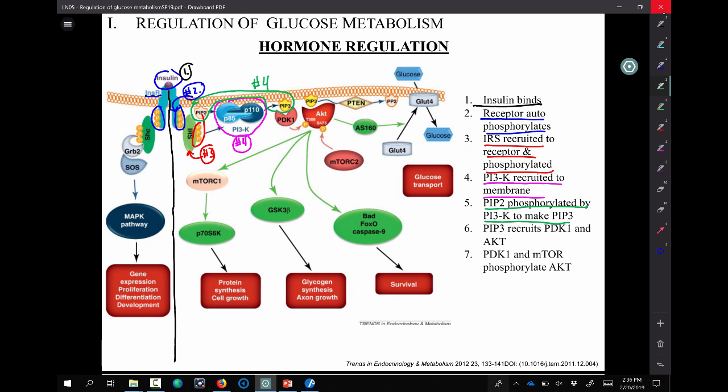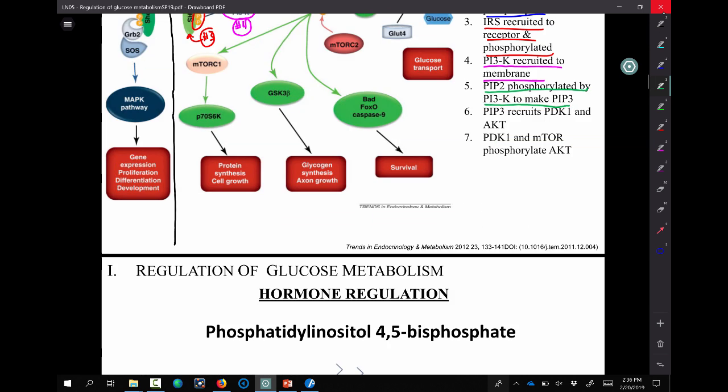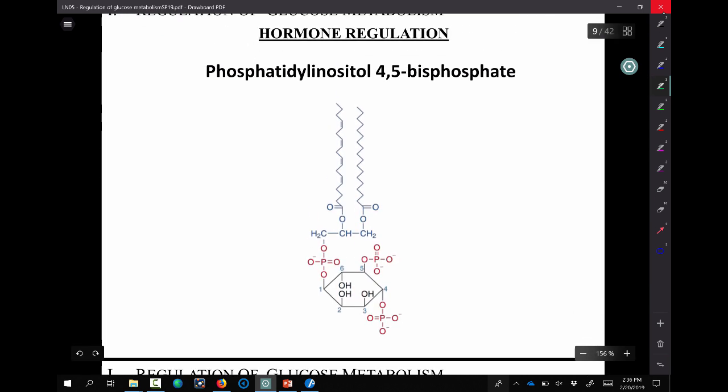Now, what in the world are you talking about? What is PIP2 and what is PIP3? All right. Phosphatidylinositol 4,5-bisphosphate. This is PIP2. And you are looking at it right here. It is a phospholipid. It's found in the membrane. Okay? Phospholipids have, of course, the 2 tails. That's what you're looking at here.